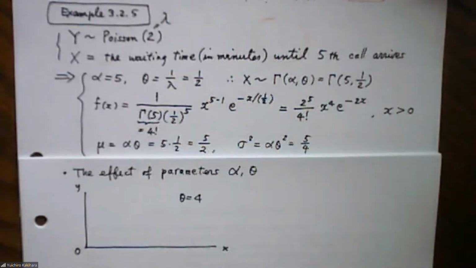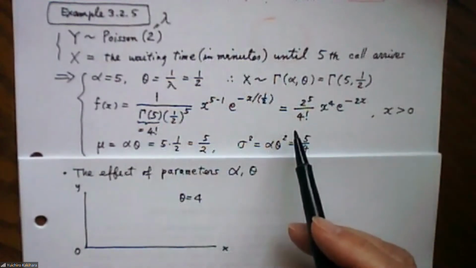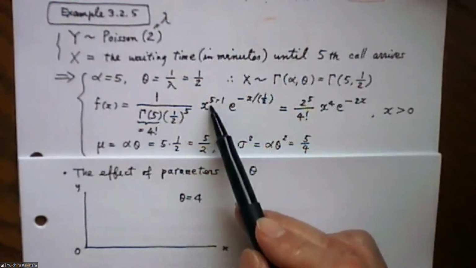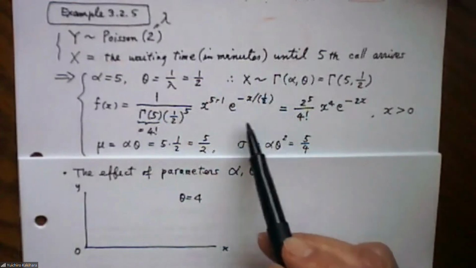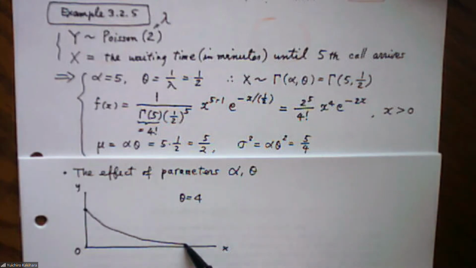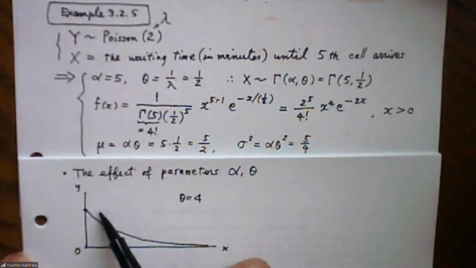When alpha is equal to 1, then this value is 1. As I mentioned, this is x to the 1 minus 1, that is 0. Only the exponential function is appearing. Alpha is equal to 1, some number, and then going down. This is an exponential function, so going this way. Okay, this is the case alpha is equal to 1.